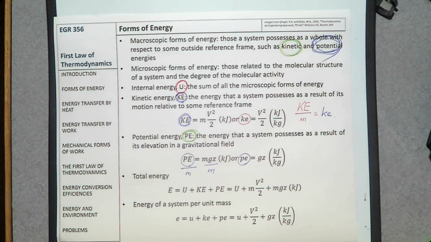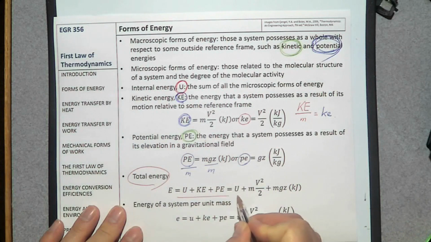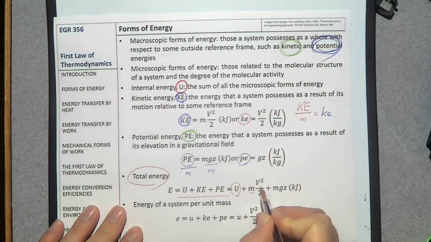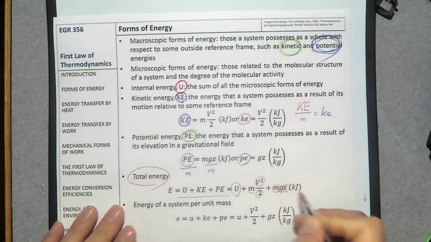Then how can we determine the total energy of a system? We just calculate the sum of microscopic forms of energy and macroscopic forms of energy, and they are internal energy U, kinetic energy KE, and potential energy PE. That's how we determine the total energy: U plus mass times velocity squared divided by 2, plus mass times gravity times elevation z.